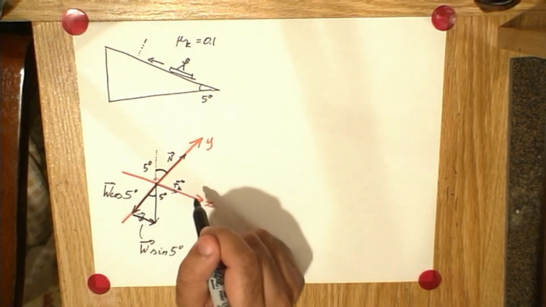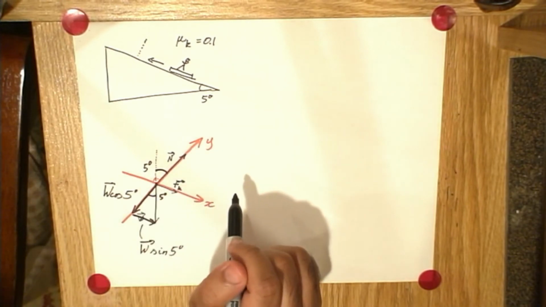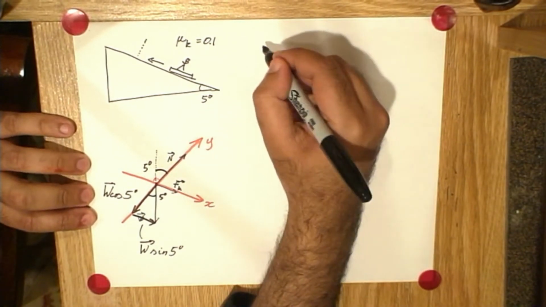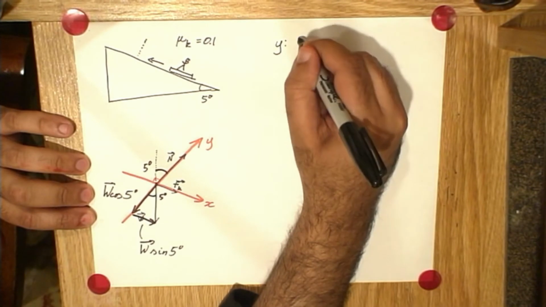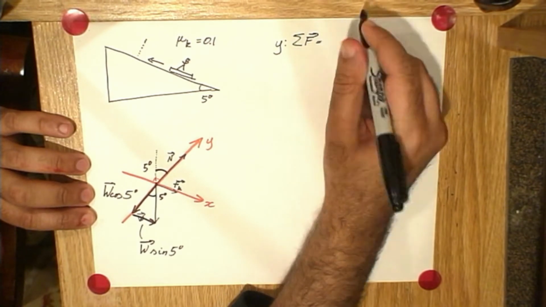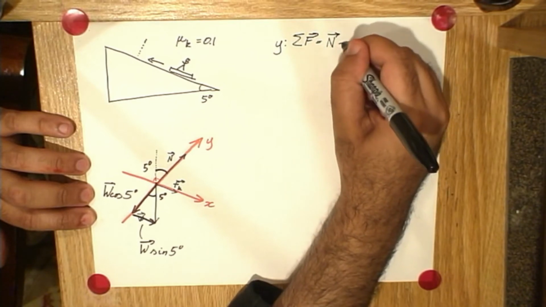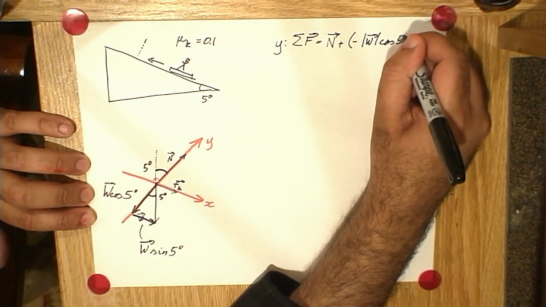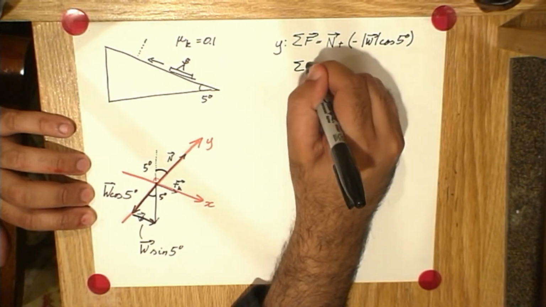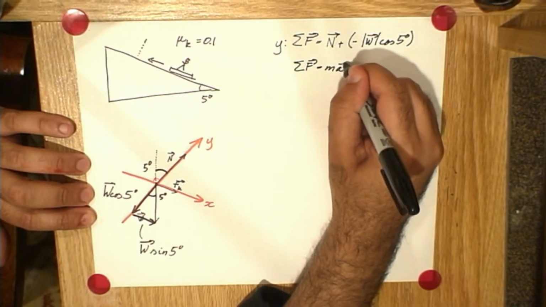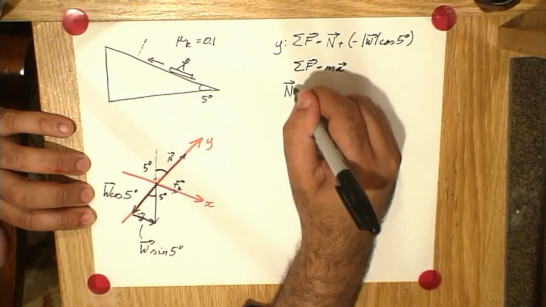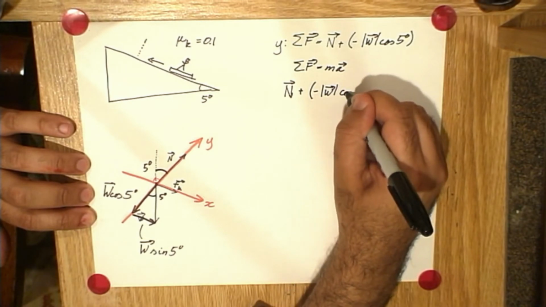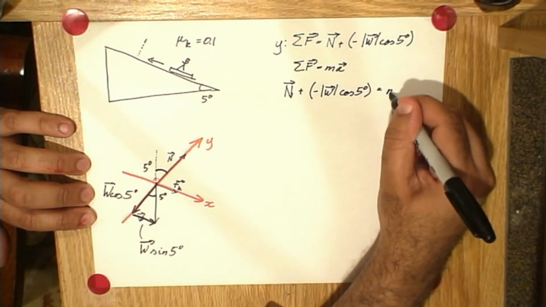Now, because this has a kinetic friction, we have to analyze what's happening in the y direction first, because we don't yet know what the normal force is, and the kinetic friction, of course, depends on the normal force. So in the y direction, the total force is equal to normal plus negative weight cos 5 degrees, but total force is also equal to mass times acceleration. So normal force plus negative weight cos 5 degrees equals mass times acceleration.